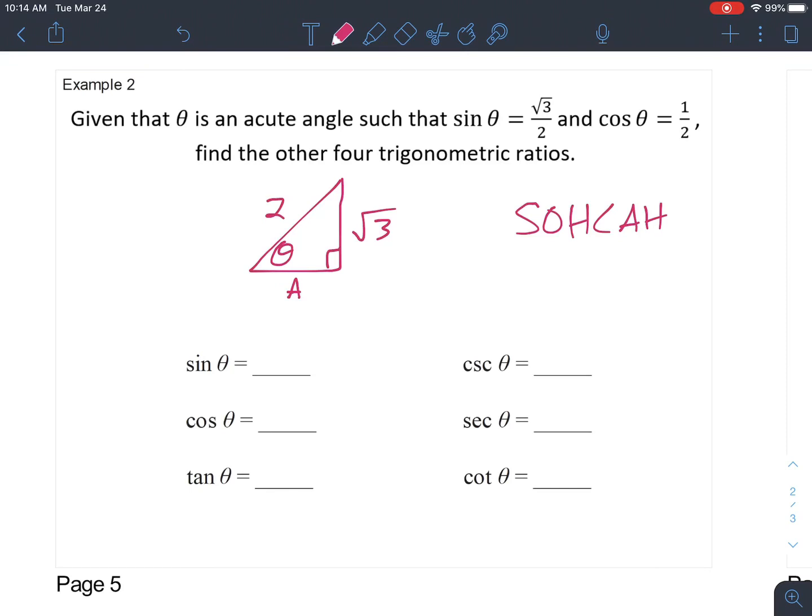Then cosine is adjacent over hypotenuse. So we have 1 over 2. There's the 1 as the adjacent side. We still have 2 as the hypotenuse.